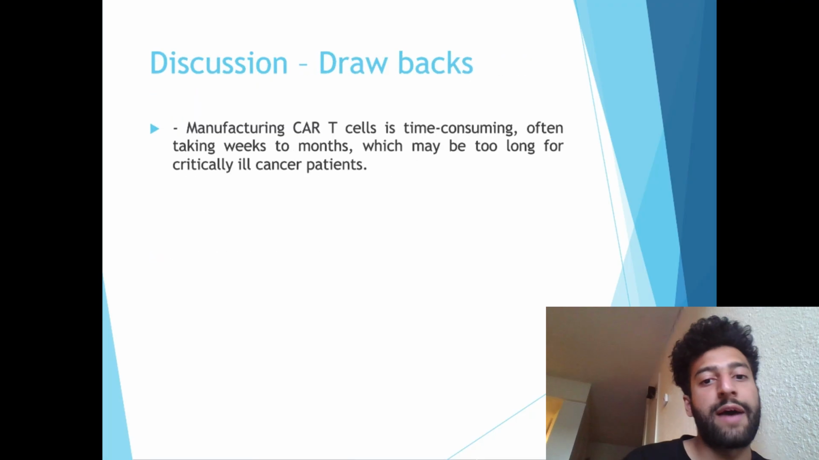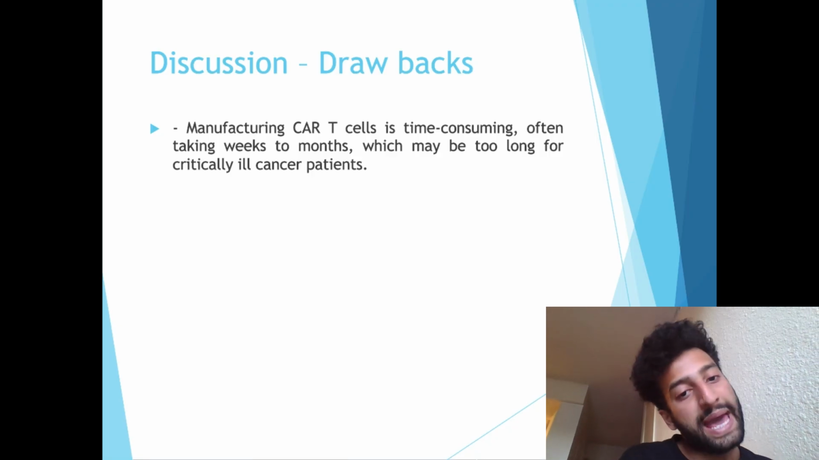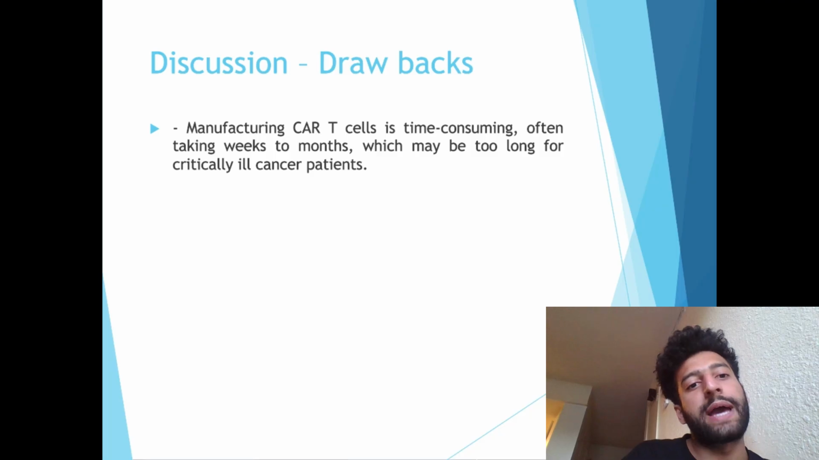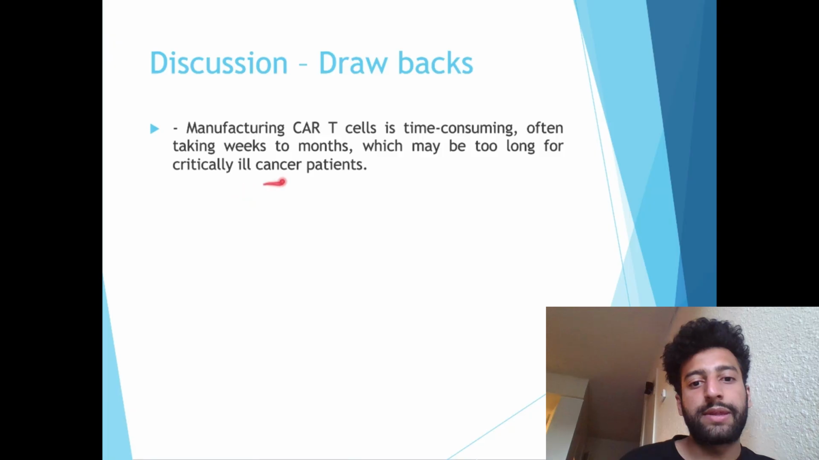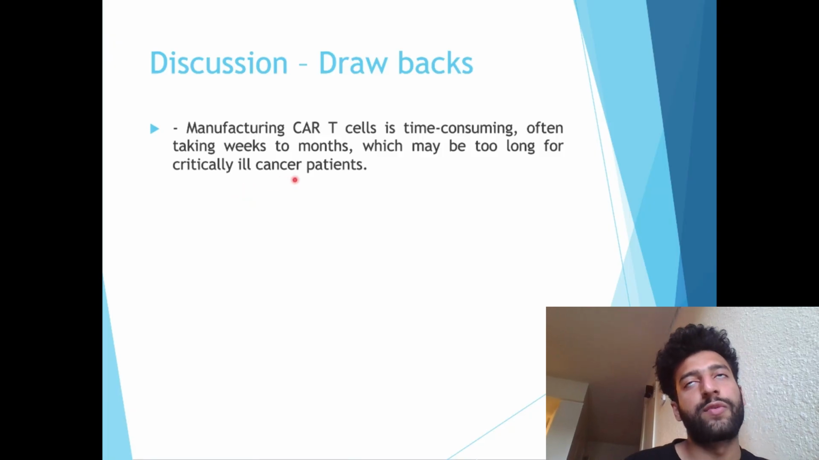So if I have to discuss the drawbacks of this study, the first drawback, as I mentioned in the paper, is that this clinical trial was really small. The sample size was really small, so you need a much bigger sample to know satisfactory results, firstly. Second, manufacturing CAR T cells is really time consuming. Often it takes weeks to months, and it might not work for patients that are critically ill and at the last stage of cancer. So that is one of the drawbacks.